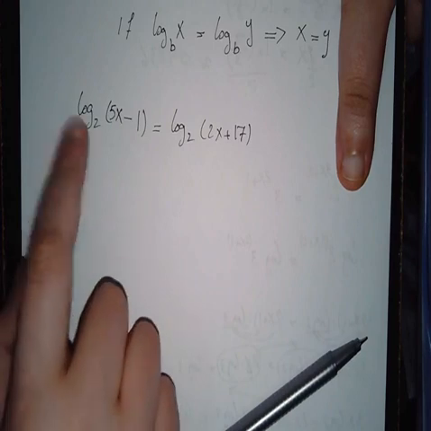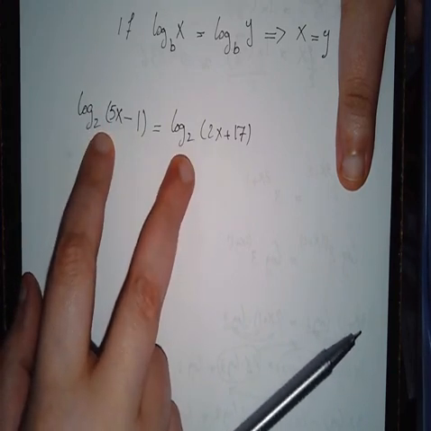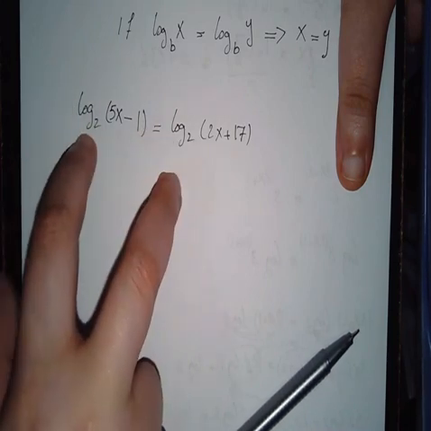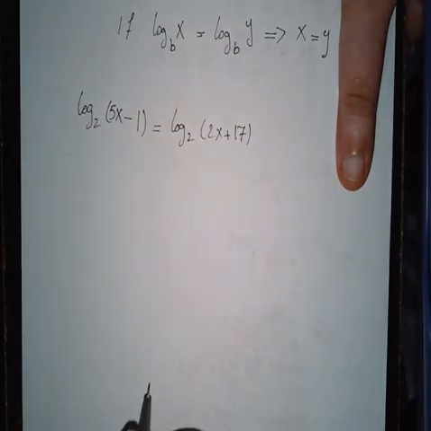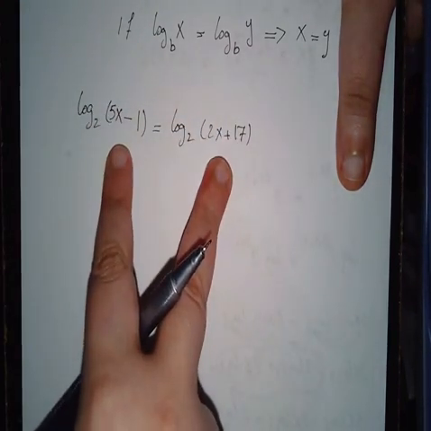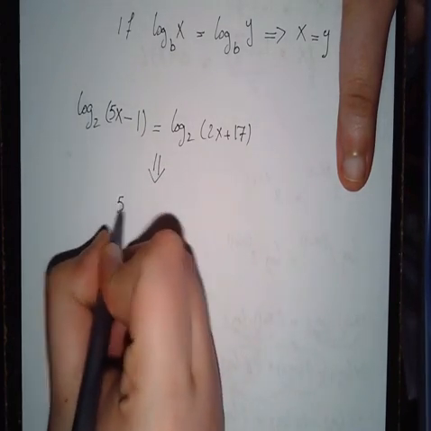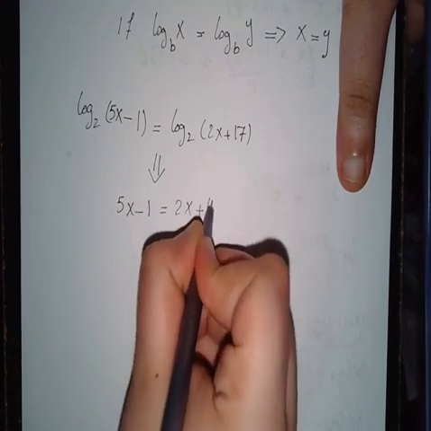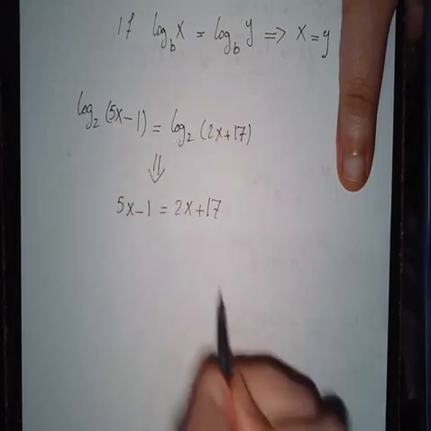Now, look here. We have two logs. They both have the base of 2, right? 2 and 2. That means it's the exact same log, exact same base, which means these two cancel each other out. You end up with the insides. This directly means that it is 5x minus 1 equals 2x plus 17. See that? I grabbed this one and I grabbed that one. They're equal to each other. And now we solve for x.